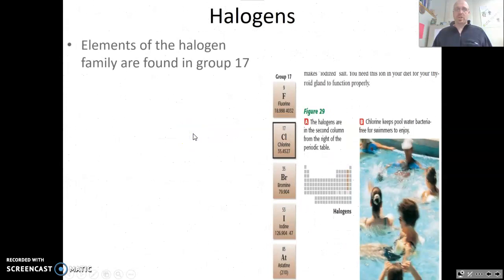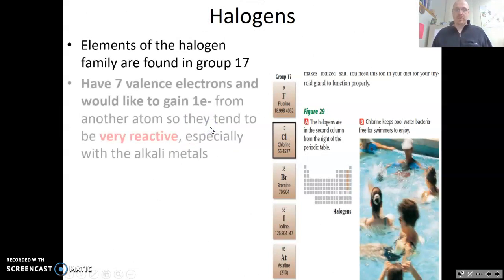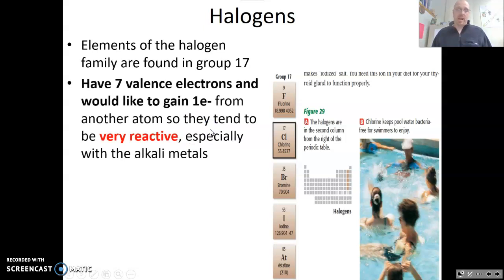First family group we're going to talk about is the halogens, group 17. These are a pretty interesting group because they are very reactive. They have 7 valence electrons, which means they are just one short of a full shell, and they like to take that one. They will rip it very energetically from any other element that they can get it from, and because they only need that one, they're very reactive, especially with the alkali metals in group 1, because the alkali metals have that one electron to give.